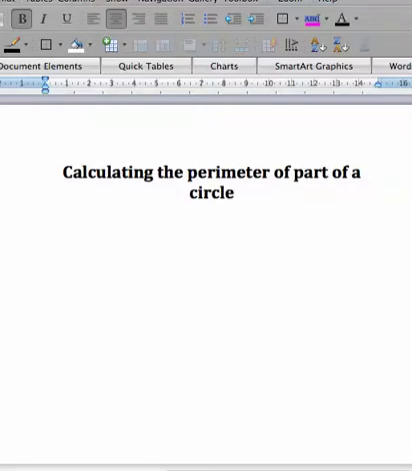Hi, so this session is on calculating the perimeter of part of a circle. We have looked at calculating the circumference of a circle. So circumference is the perimeter of a full circle. But now what happens when we have, for example, a quarter or half of a circle? So let's just go through some examples.